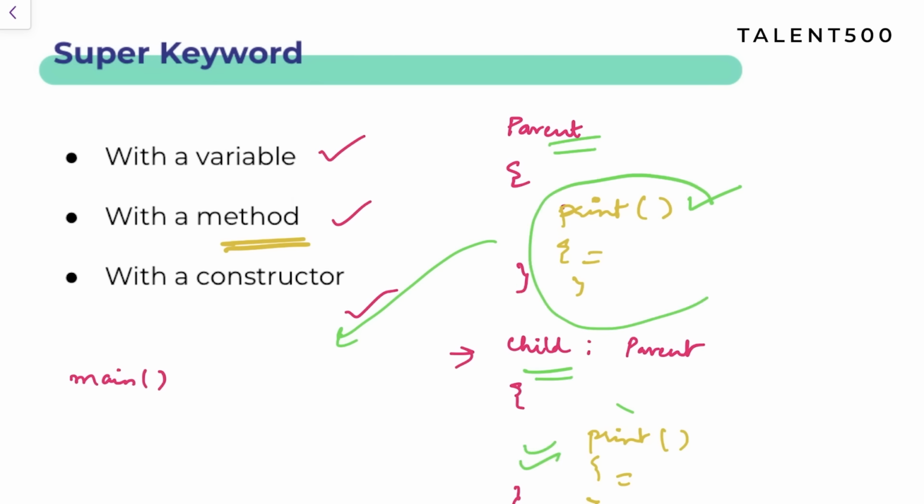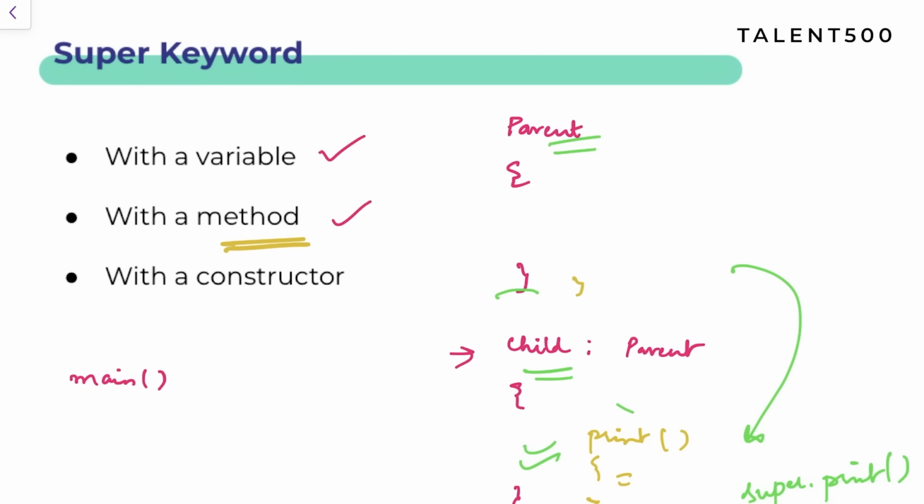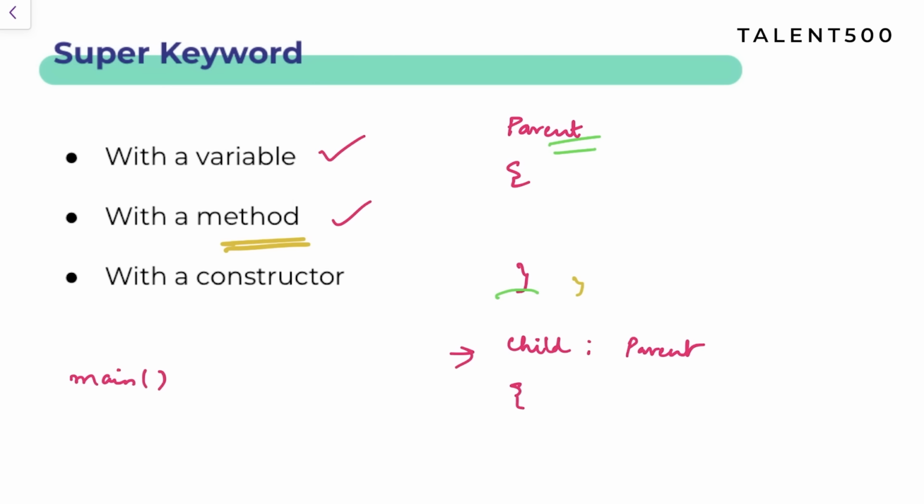But what if I want to use this one here? So how can I achieve it? By using super. So you will use super dot print, and the super dot print will call the parent class print method. The last one which we have here is a constructor. So what is a super constructor?